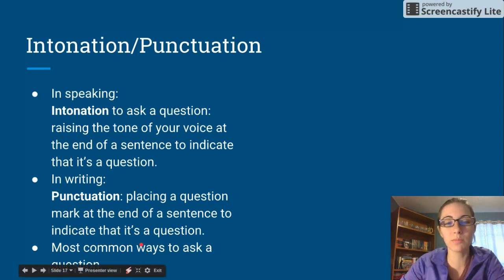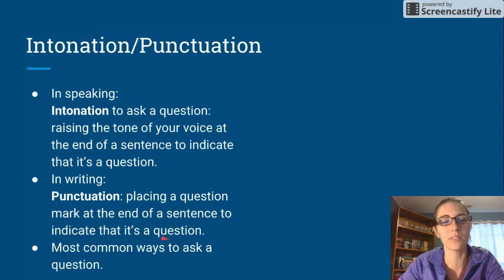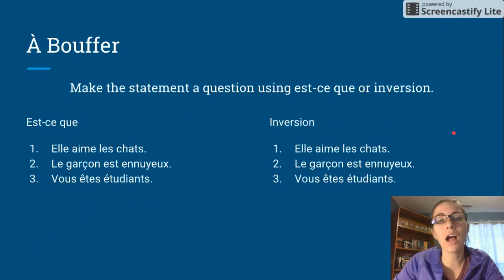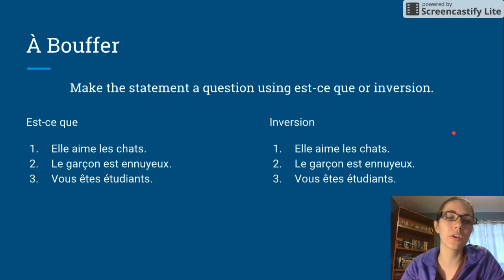With punctuation, because nobody can hear the tone of your voice, you simply put a question mark at the end of a sentence to indicate that it's a question. Very, very easy. So if we have il a un chat, he has a cat. Okay, in writing, you can simply put a question mark instead of a period, and we know that it's a question. Il a un chat? He has a cat? And there you go. Very easy.